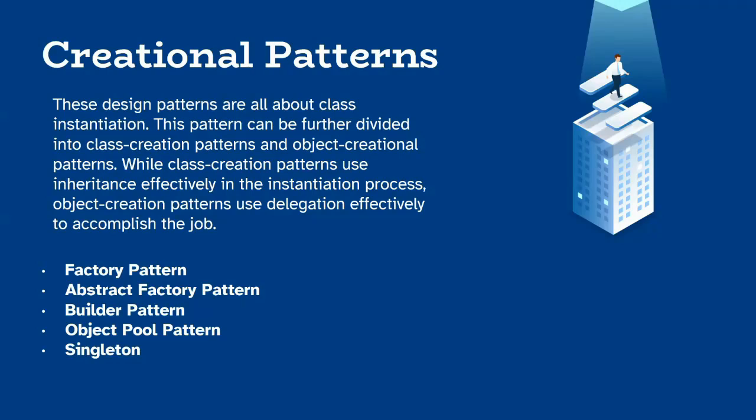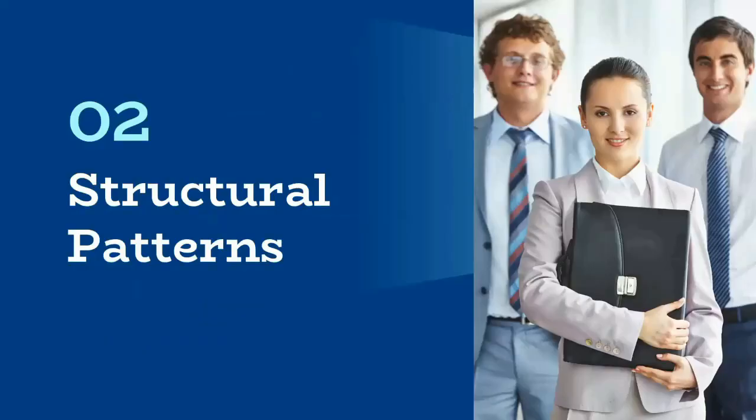Class creation patterns use inheritance to manage the instantiation process efficiently and create a structural hierarchy for classes. On the other hand, object creation patterns employ delegation, handing off the creation responsibility to other classes or methods for greater flexibility and decoupling in the code. So these are some examples of creational patterns: factory pattern, abstract factory pattern, builder pattern, object pool pattern, and singleton pattern.